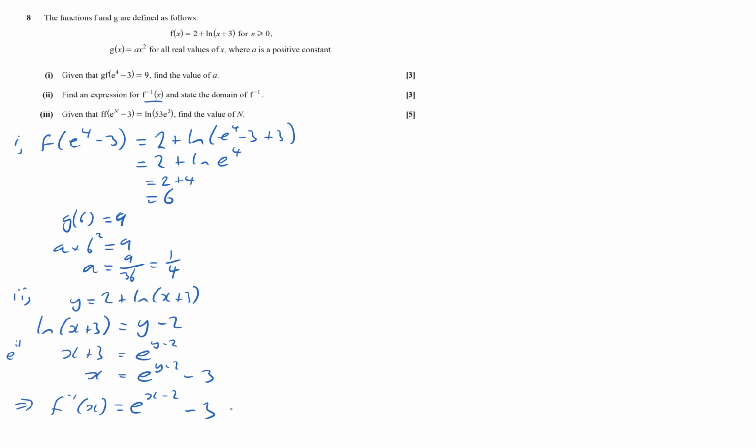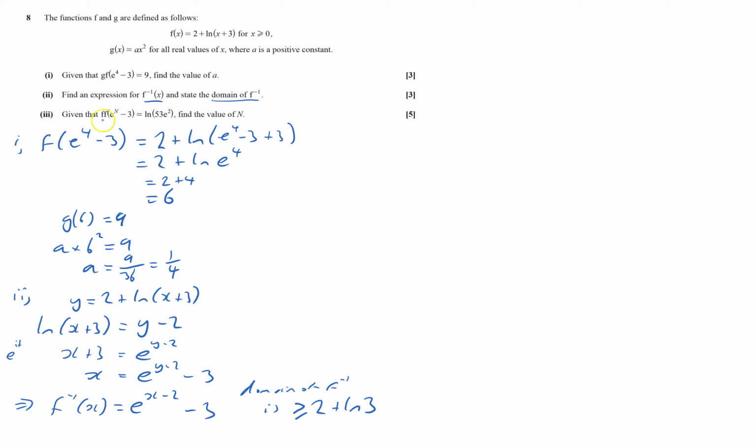And we've got to work out the domain of the inverse. Well, the domain of this bit is x is greater than or equal to 0. So the range of this one, x could be equal to 0. So you get 2 plus ln 3. And therefore, the domain of the inverse is greater than or equal to, because it could be that, 2 plus ln 3 for when x is 0. It's going to be greater than or equal to that.